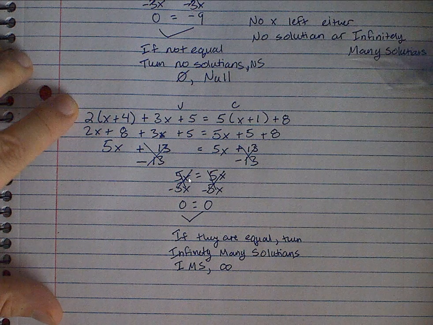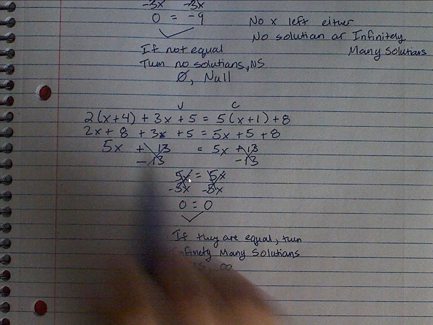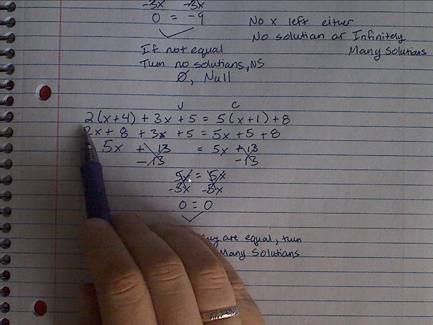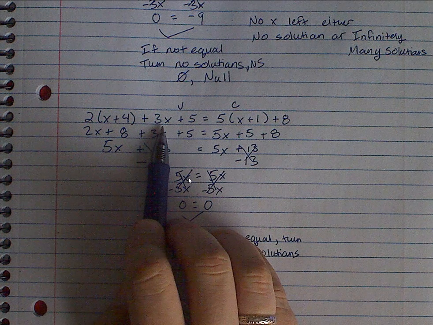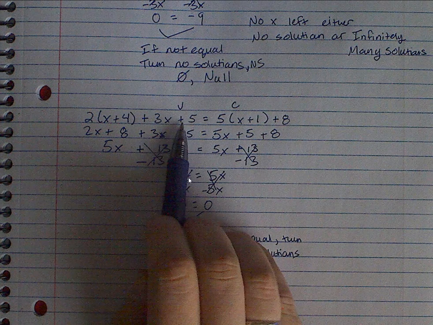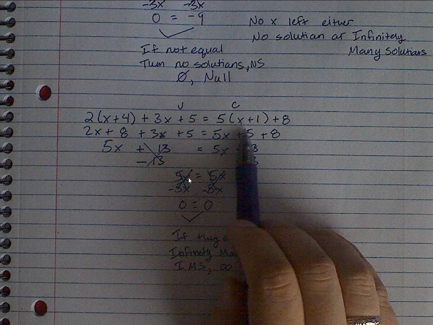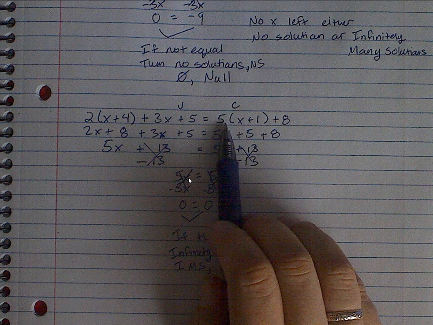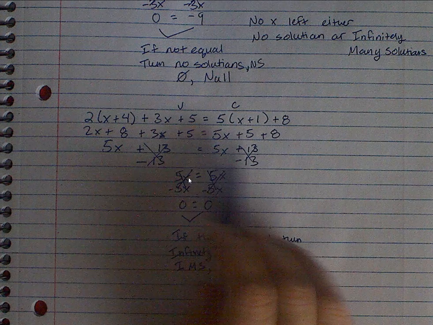No matter what number I put in here, if I put a billion in here, it would balance on both sides. Great. So what's a billion plus 4? 2,000,000,004. Okay, times 2, 2,000,000,008. Plus 5, 5,000,000,013. Over here, I've got a billion plus 1, which is a billion and 1, times 5, 5,000,005. Plus 8, 5,000,013. So 5 was an answer, but so was a billion.